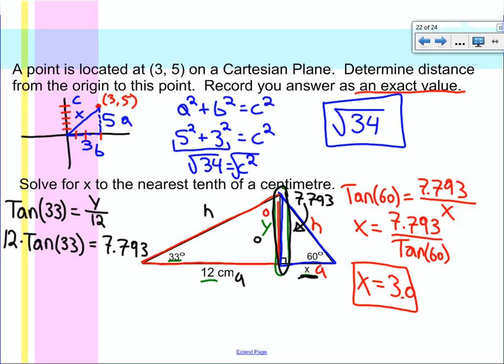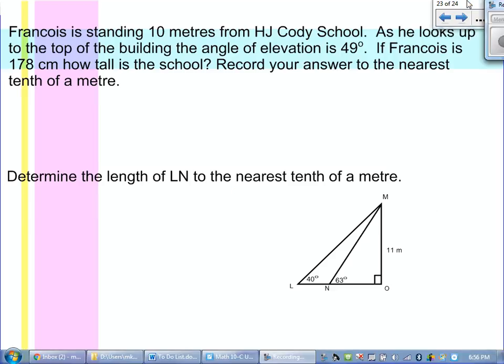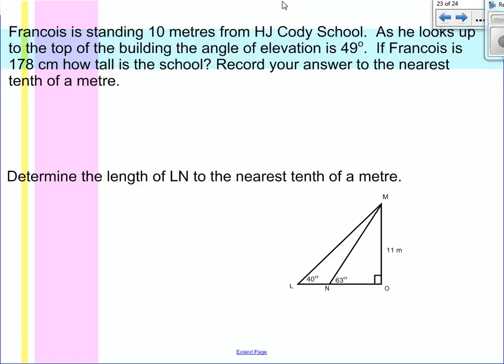First one, Francois is standing 10 meters from H.J. Cody. As he looks up to the top of the building, the angle of elevation is 39 degrees. Or sorry, 49 degrees. If Francois is 178 centimeters tall, how tall is the school? So we're going to draw this out. We've got H.J. Cody. There's the building.